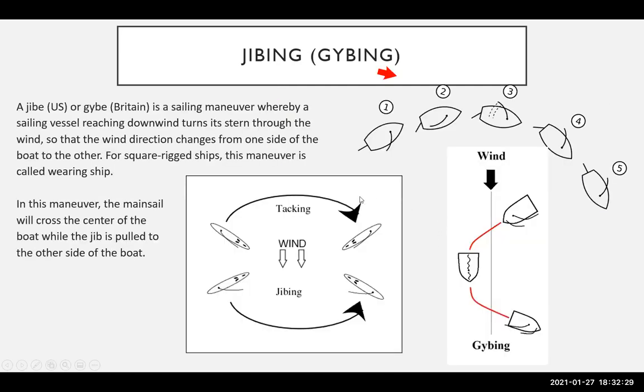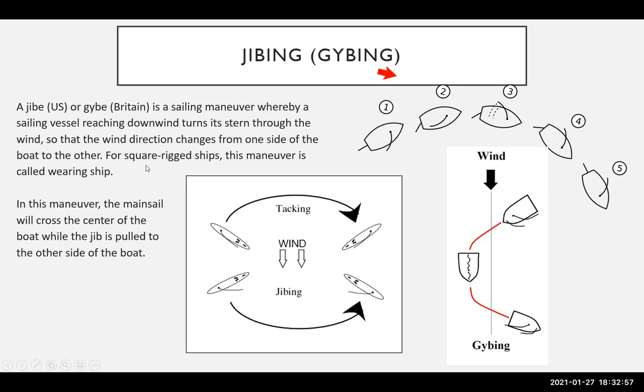A jibe, which I explained earlier is spelled differently in two countries that both speak English, is a sailing maneuver whereby the sailing vessel reaching downwind turns its stern through the wind. So an easy way to remember it: the bow passes through the wind when you tack. The stern passes through the wind when you jibe. So the wind direction changes from one side of the boat to the other.